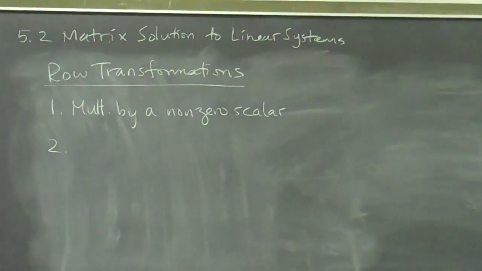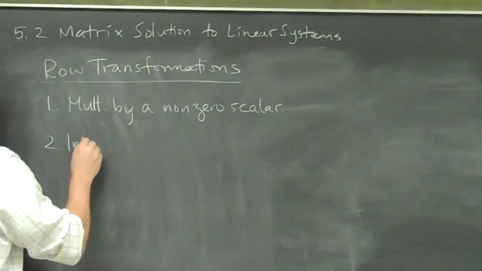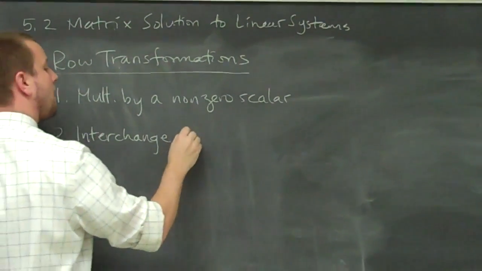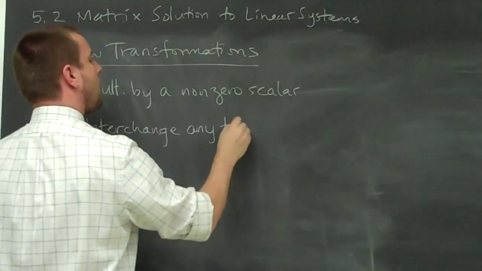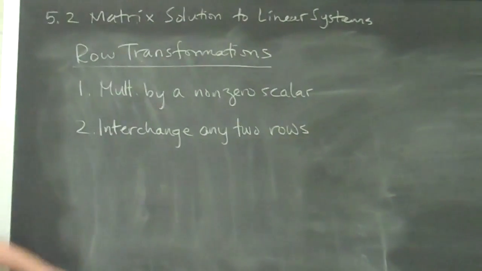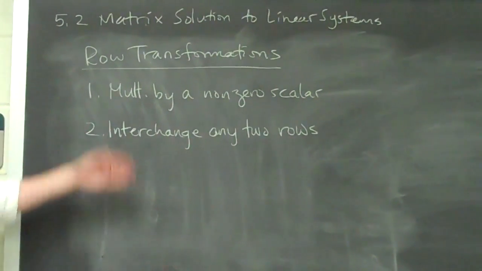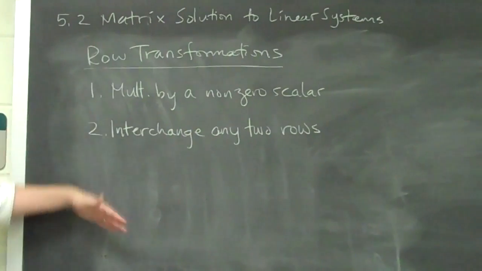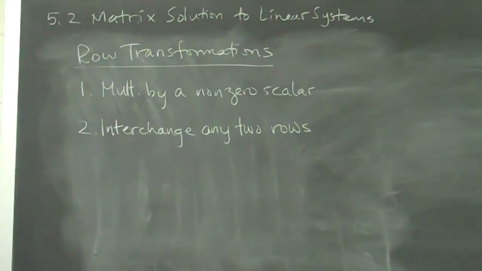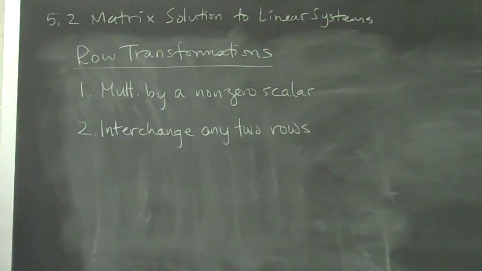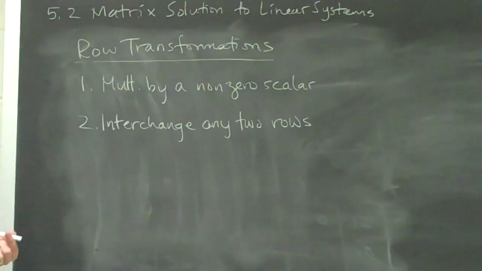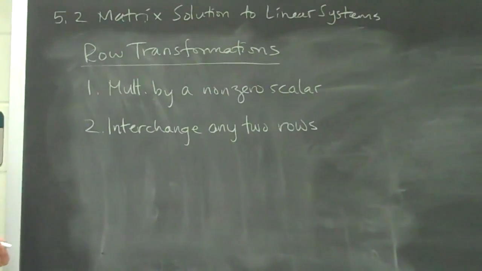The next thing that I can do is I can interchange any two rows. Okay? If I want to write the third row first, I can switch the first and the third rows. If I want to go 3, 2, 1 or 1, 3, 2 or whatever, I can swap any two rows and it's an equivalent matrix. Okay? It's just like having a system of equations. It doesn't really matter which equation you write first, which one you write second or third. It's all the same system, right?